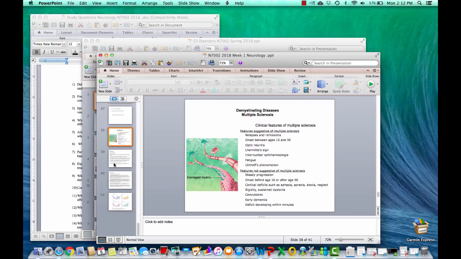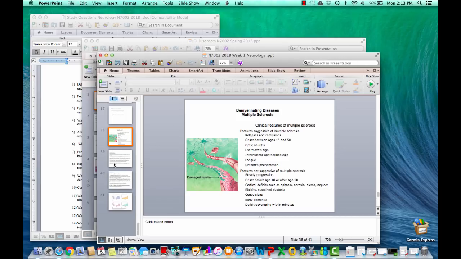Okay. So yes, slide number 38, there's a line under the category of features not suggestive of MS. It says cortical deficits, meaning cognitive changes and intellectual function changes: aphasia, apraxia, alexia, and neglect. These are less commonly associated with or not suggestive of multiple sclerosis.